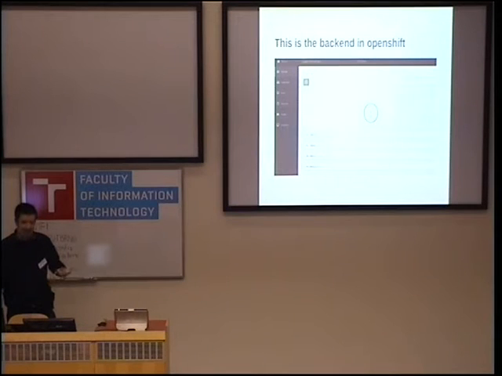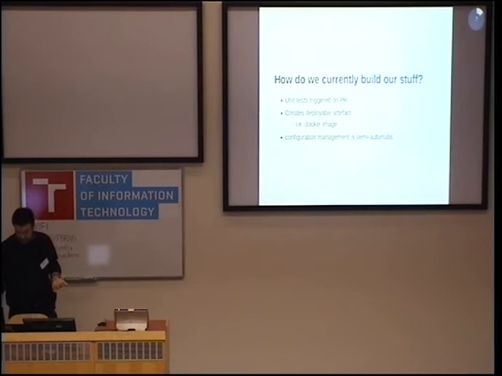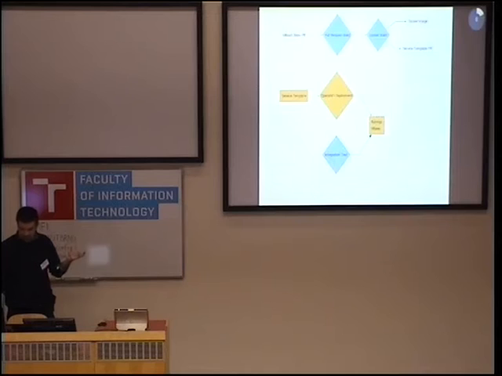And that's why this is what we are looking at in our tooling team when we want to develop the whole CI/CD pipelines around that. So how do we currently build our stuff? We have unit tests triggered on PR, and this PR build usually in the end creates some sort of deployable artifact, most often a Docker image, and we have kind of semi-automatic configuration management, more or less like this.